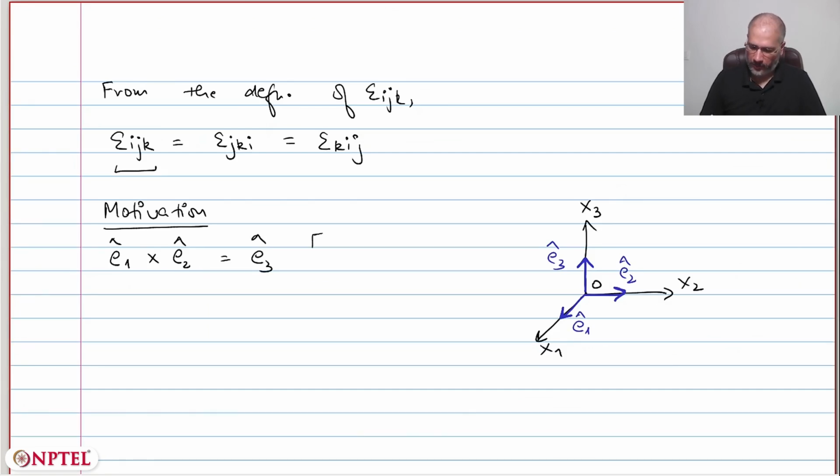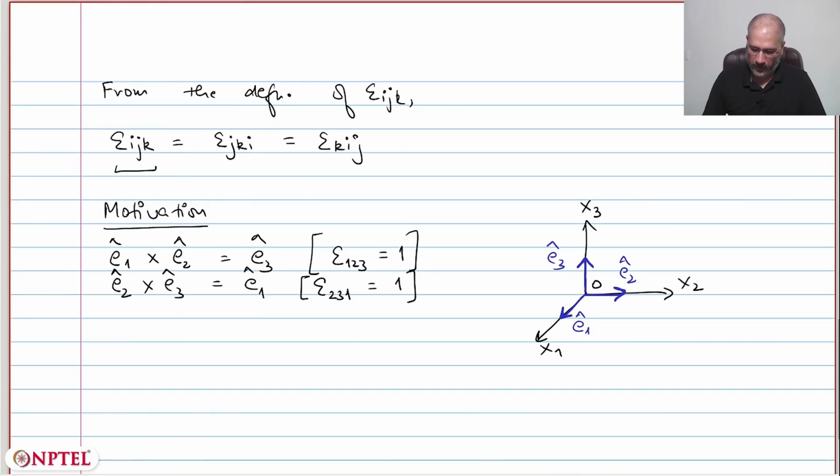So what's the order? The order is 1, 2, 3, and epsilon 1, 2, 3 is equal to 1. Let's take another example. If we take e2 cross e3, if you look at this figure, you can see that e2 cross e3 is, from the right hand screw rule, e1. So this again, I can say epsilon 2, 3, 1 is also equal to 1.